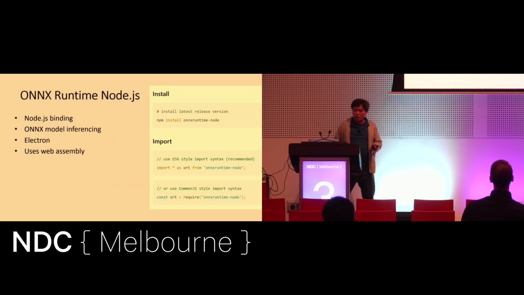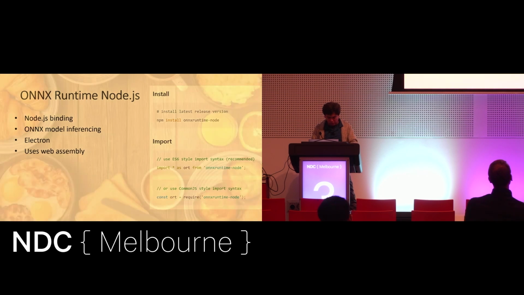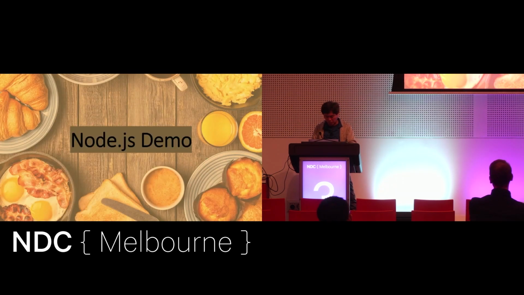So let's start with ONNX Runtime using Node.js. It is for ONNX model inferencing. You can incorporate it into an Electron app, and it uses WebAssembly. In order to install it using Node, npm install onnxruntime-node, and you can use CommonJS in order to incorporate it into your application. So I'm going to show you a little bit of a demo of what that looks like.